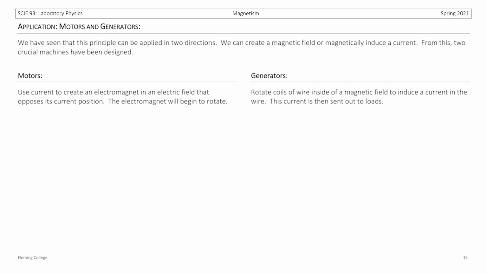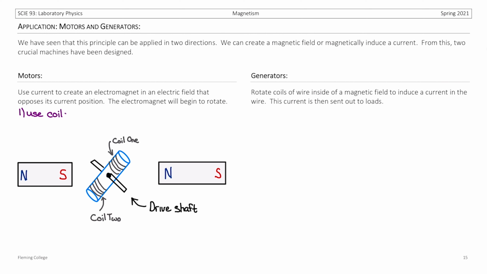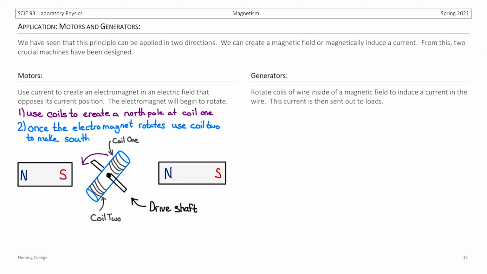begins to rotate. So if we consider two magnets creating a magnetic field, and inside of that we place an electromagnet on a drive shaft, using the coils of the electromagnet, we can create a north pole here, labeled at coil 1, which will oppose its proximity to the north pole in the fixed magnet. This will cause the counterclockwise rotation. As the coil begins to rotate, we can use coil 2 to create an attractive force, bringing it closer to the North Pole, increasing the rate of rotation.